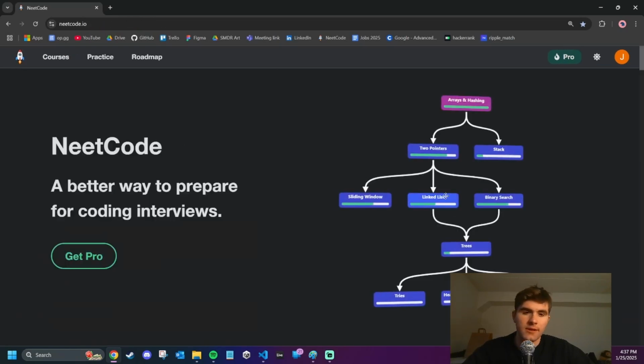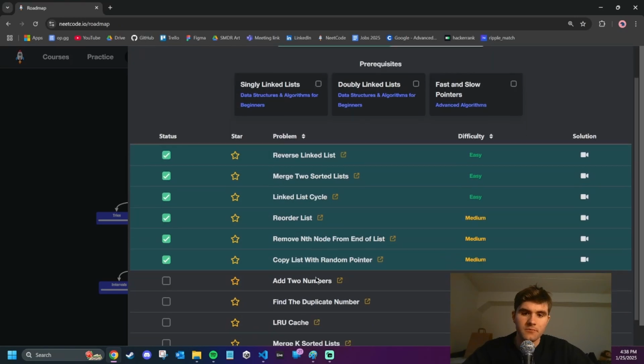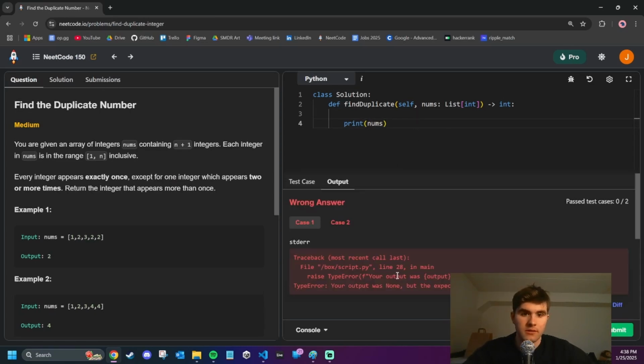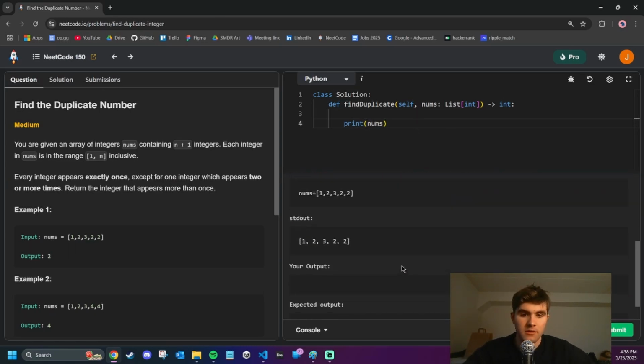Oh wait, so we're supposed to use the linked list to solve it? Okay, if I print nums, this is just a list. It's not a linked list. Huh. Okay.